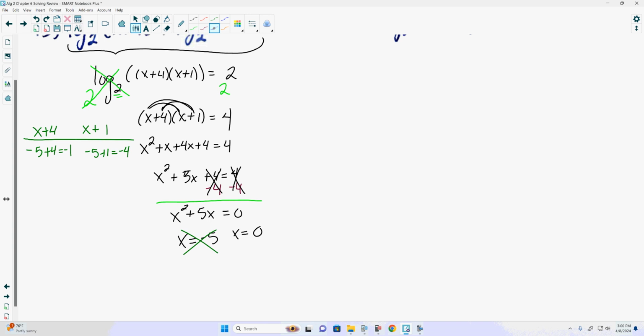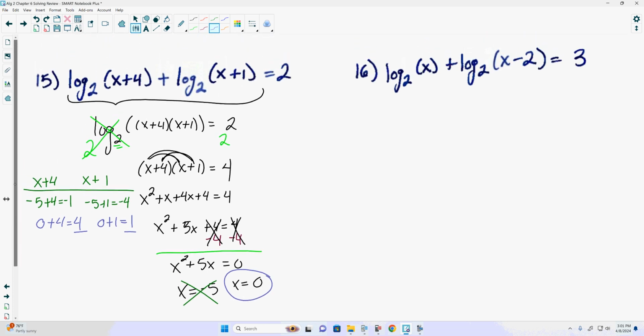Now we can check the other value of x. So 0 plus 4 is 4. 0 plus 1 is 1. When we plugged in 0, we got 4 and 1. Neither one of those is negative or 0, so our value of x that works for this here is x is equal to 0. That's it. Questions on this here?